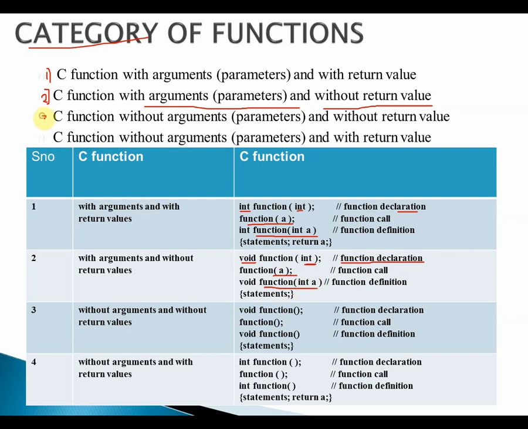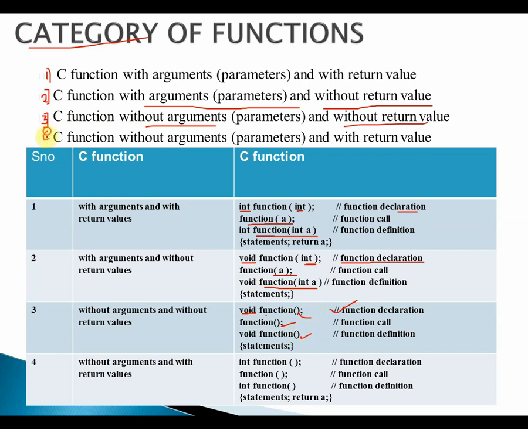The third category is a C function which has no arguments and no return values. Like for example, this is an example mentioned, no return type, which means it is void, and it has no parameters also. So this is how you would write function declaration, an empty parenthesis, empty round brackets. Similarly, function call also will be empty, and the function definition also will be having an empty parenthesis. Okay, so this is how you would write in the third case.